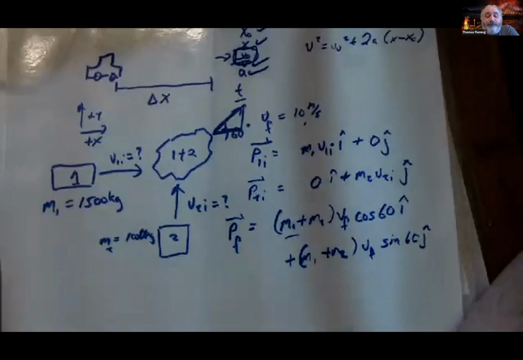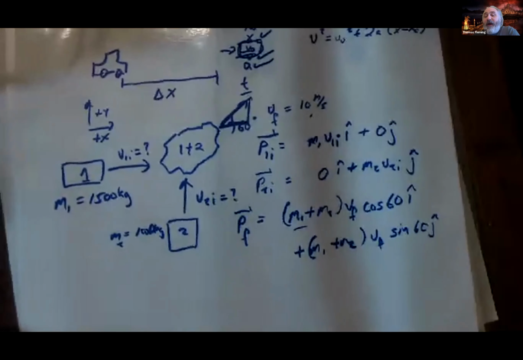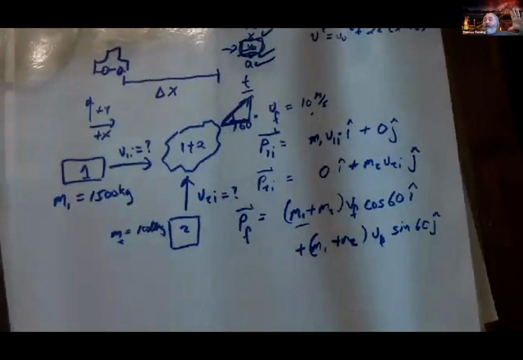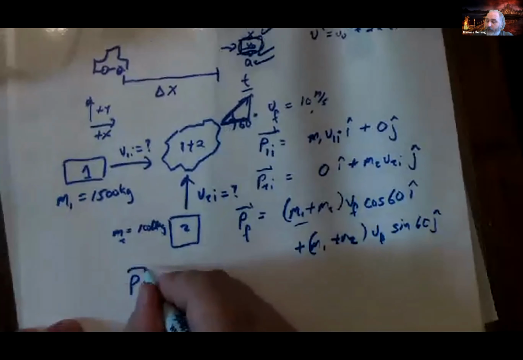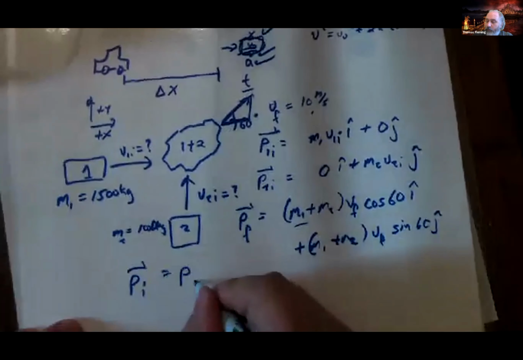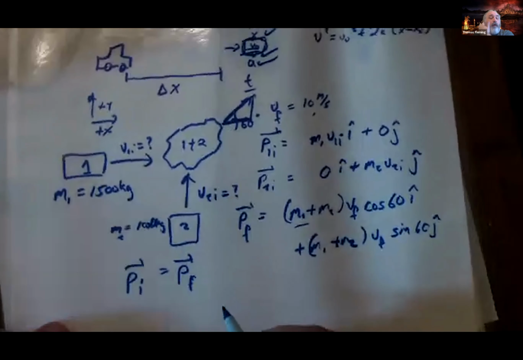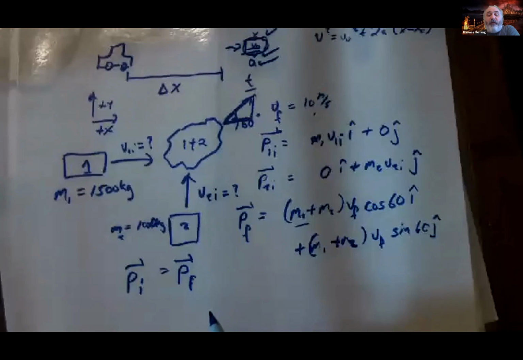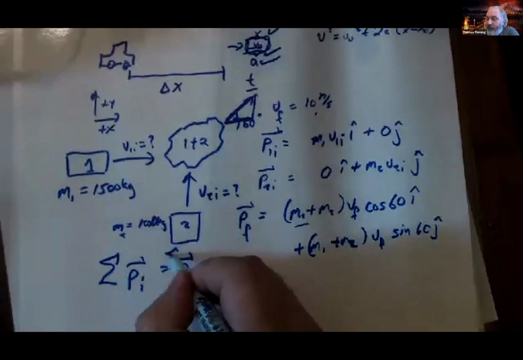So how do I make use of this stuff? Well, I've taken my momentums before and after, and I broke them into components. And what I know is the big core concept for this entire chapter is that the momentum before has to equal the momentum after. Now, before the collision, remember, this is really, I guess, a sum. So I should write the sum.